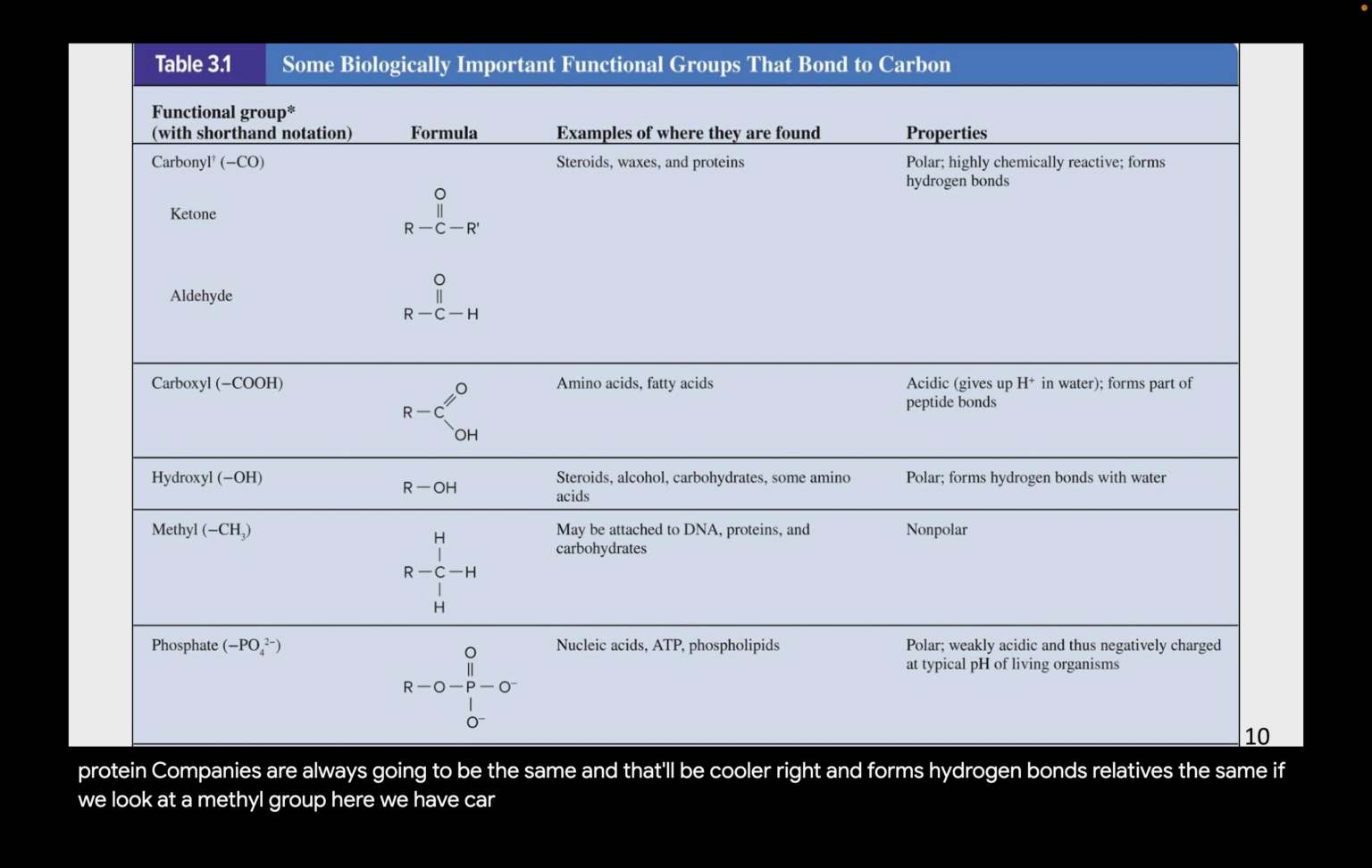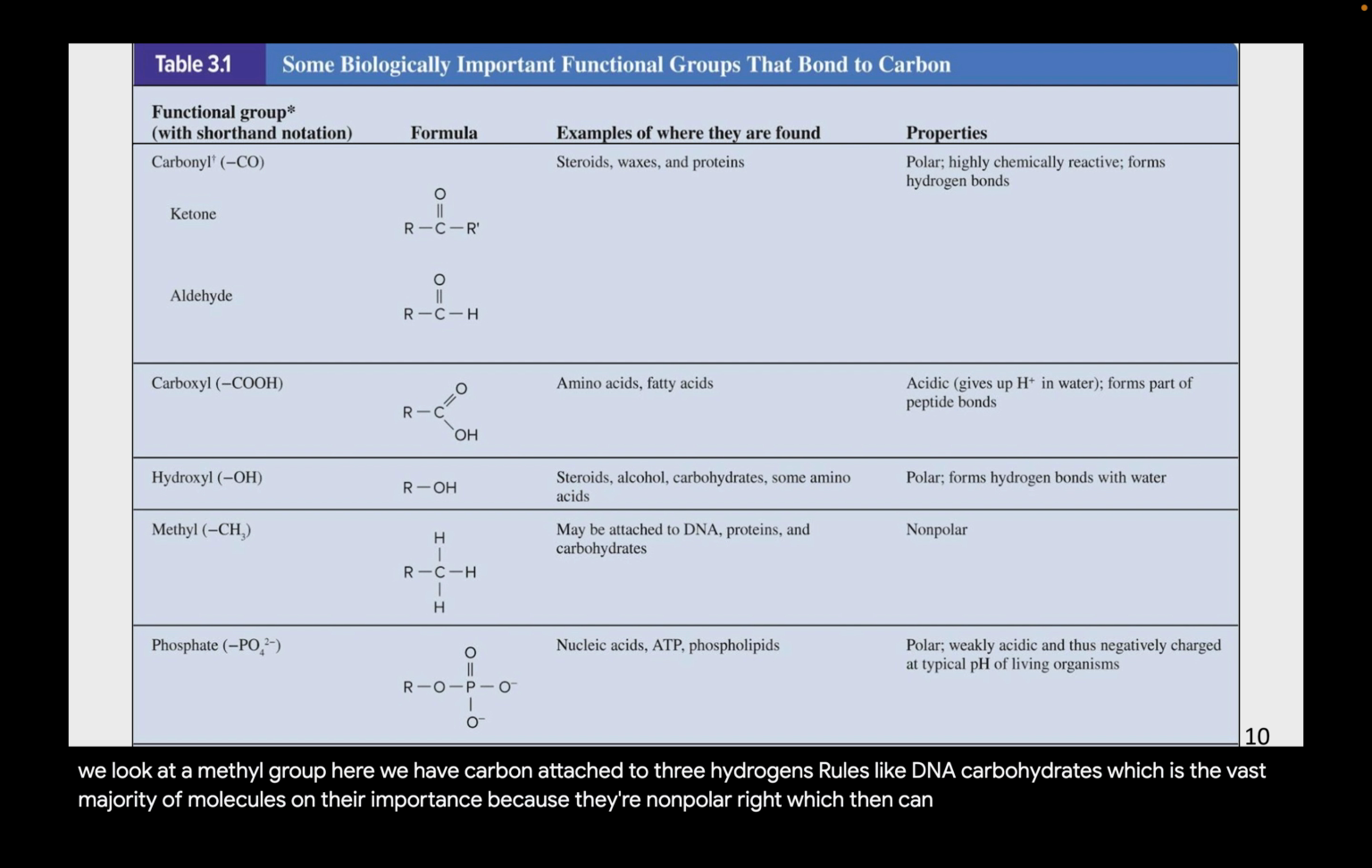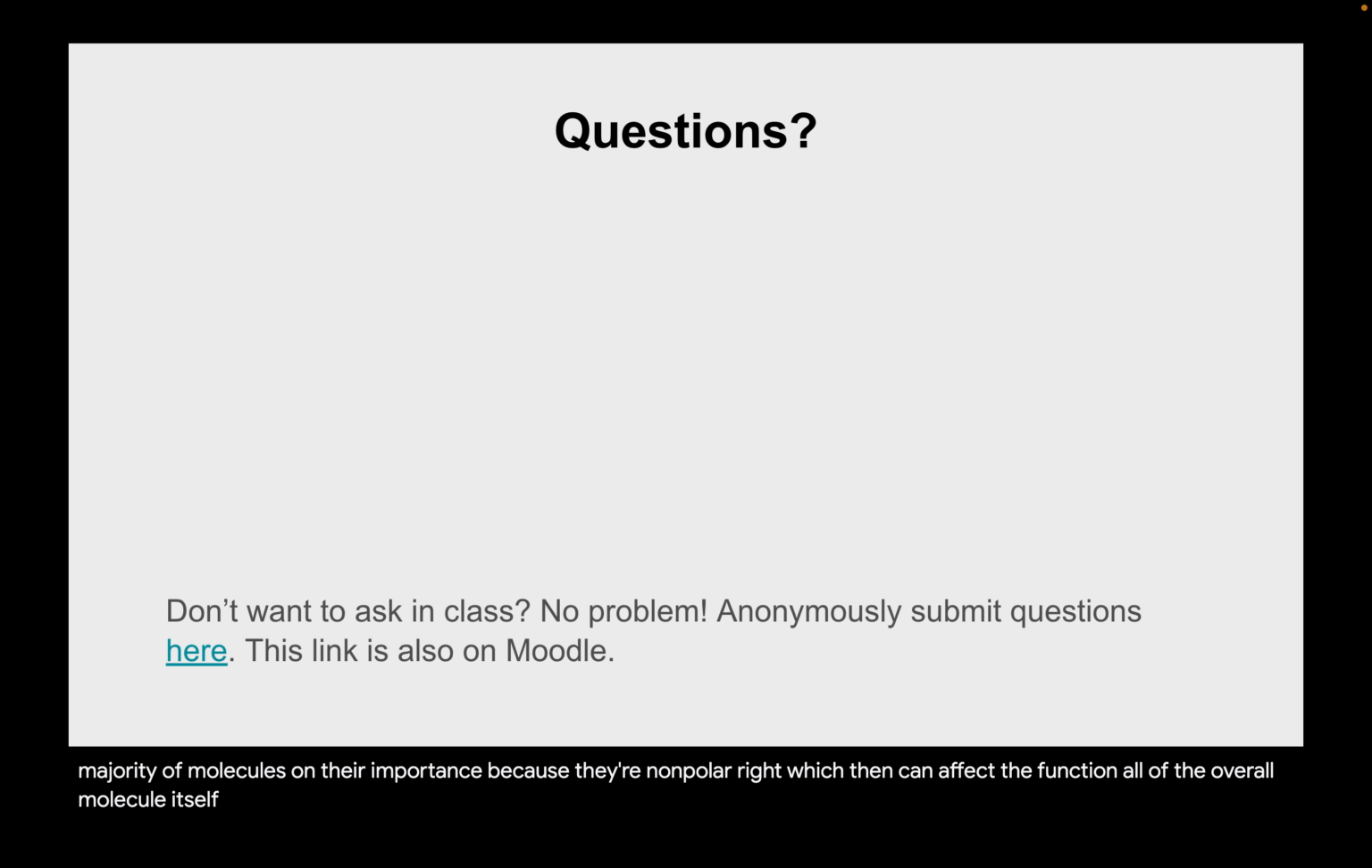We have carbon attached to 3 hydrogens. Important in molecules like DNA and proteins and carbohydrates, which is the vast majority of molecules. And they're important because they're nonpolar, which then can affect the function of the overall molecule itself. So carbon has a lot of ways that it's useful. Are there any questions about carbon?